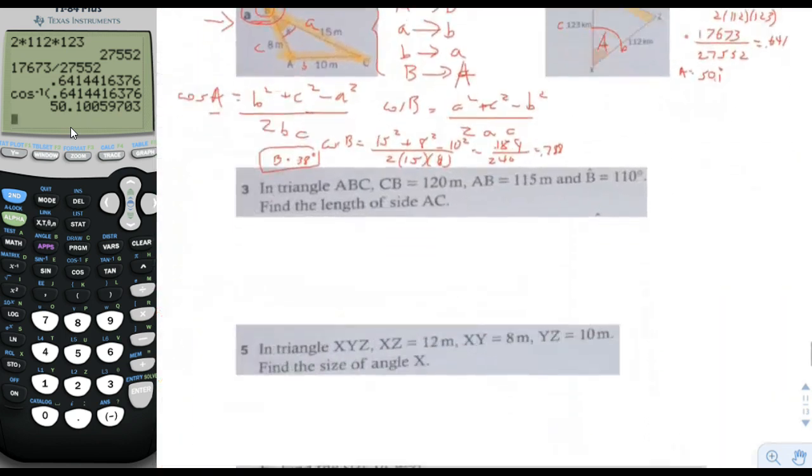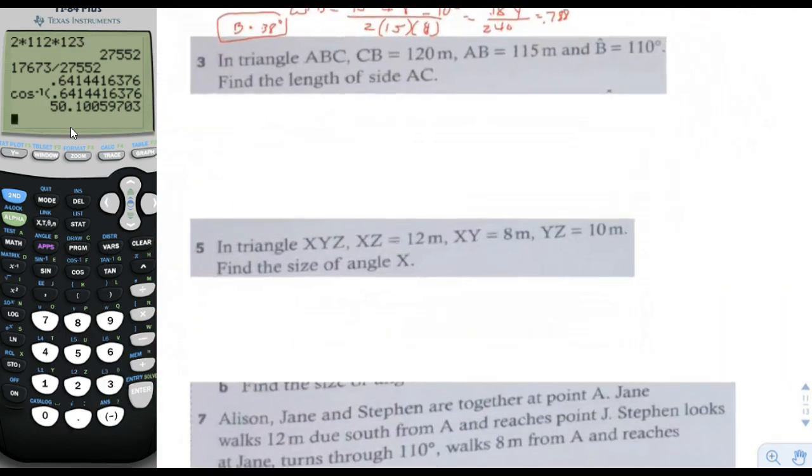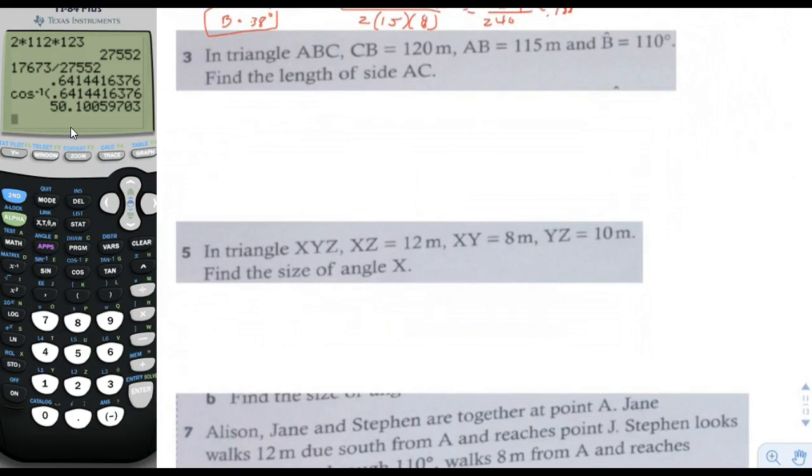Okay, moving on. Now this is a word problem. In triangle ABC, CB is 120, AB is 115, and B is 110 degrees. So this must be B.